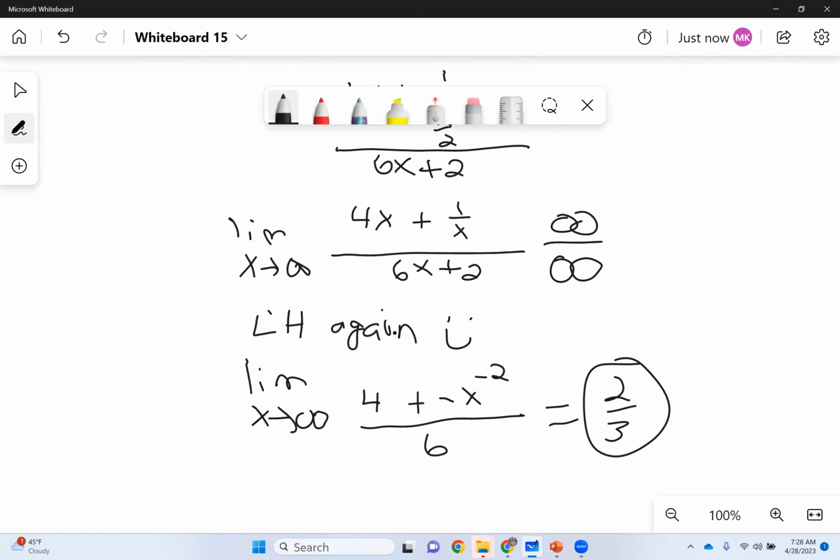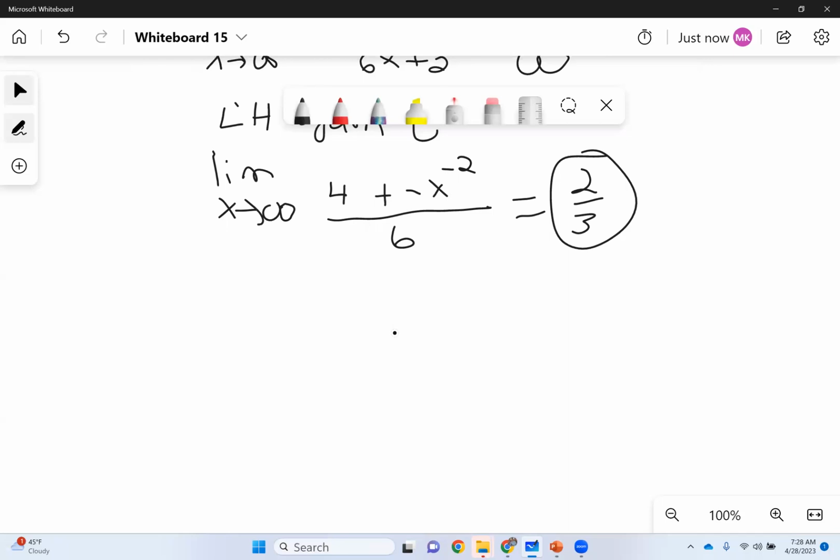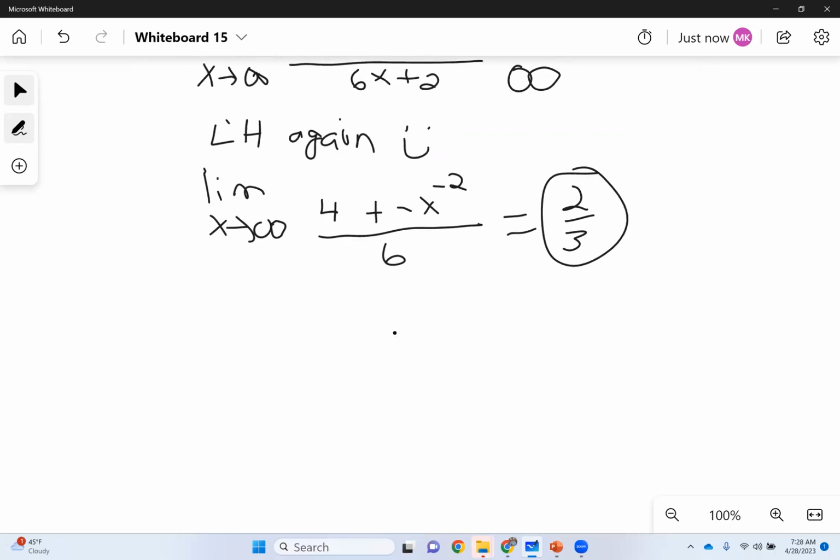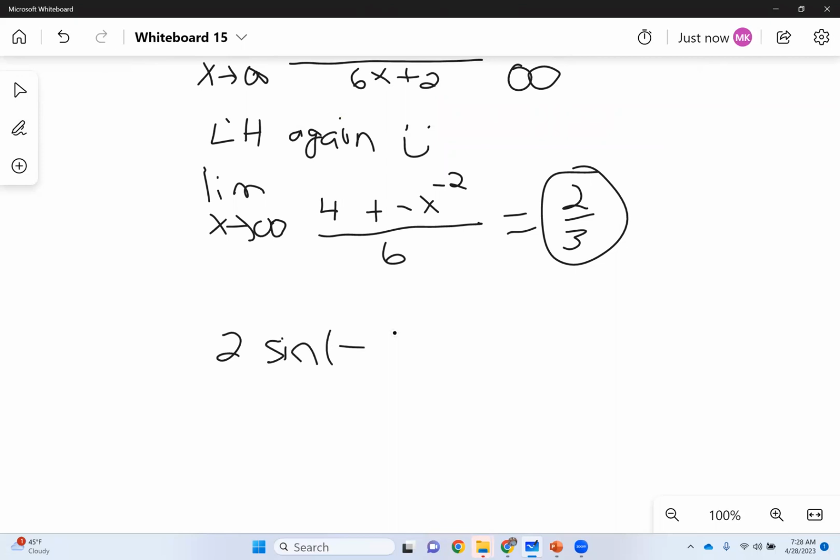Now, there's another one where I'm just going to give you a little hint. You're going to see something to the effect of 2 sine of pi x cosine of pi x.